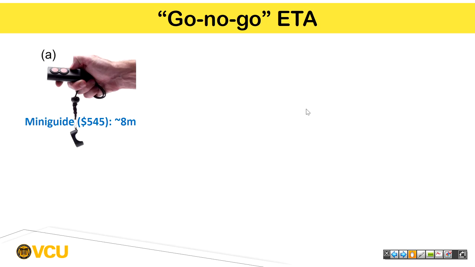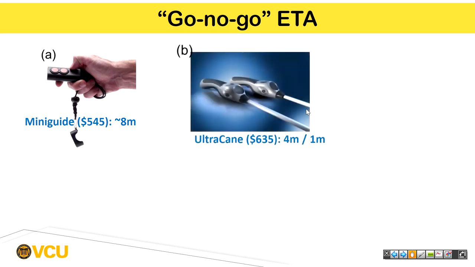The first one is called the Mini Guide. It's a small handheld device. You have a button there. You press the button and it sends out acoustic beeps. If it detects an obstacle, it will vibrate and tell you there is something in that direction. It can detect obstacles within 8 meters.